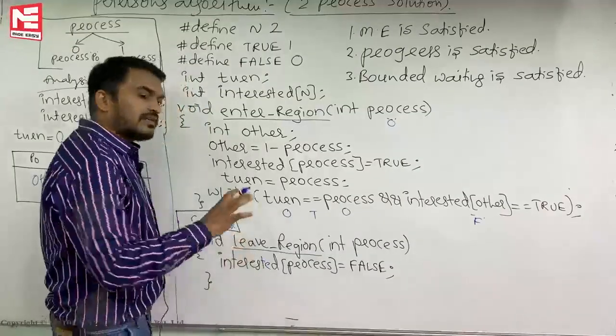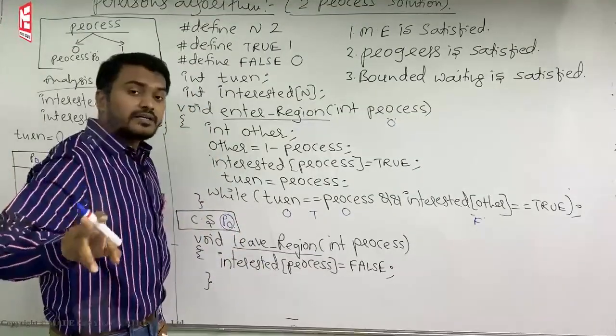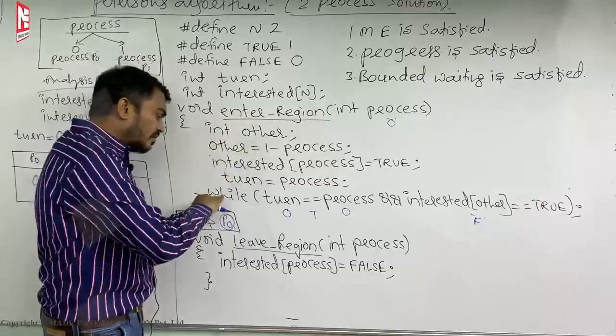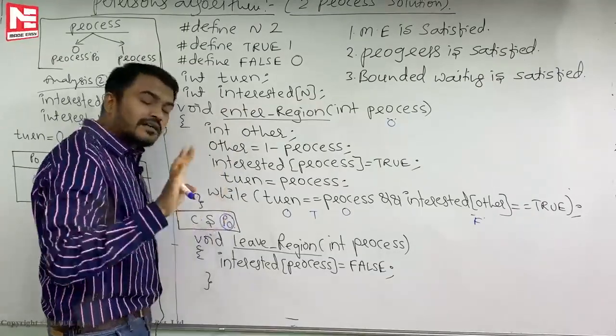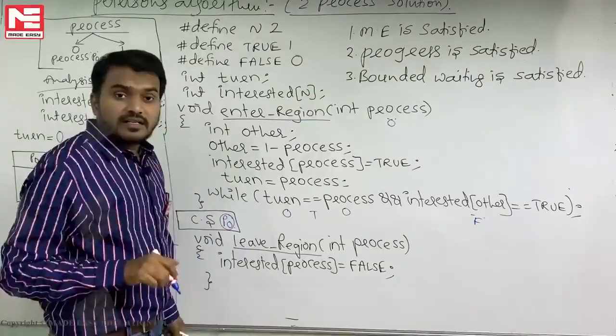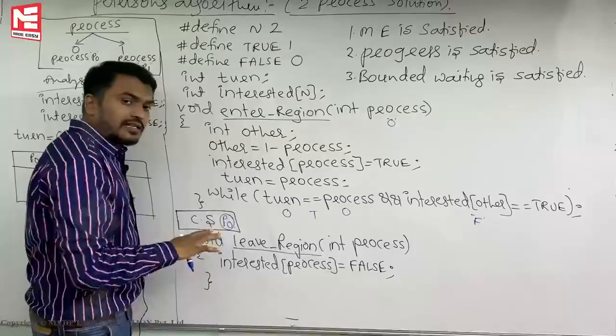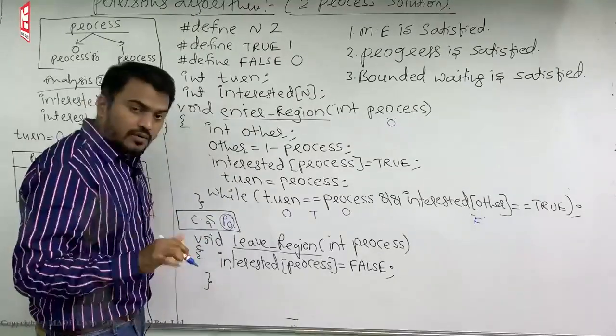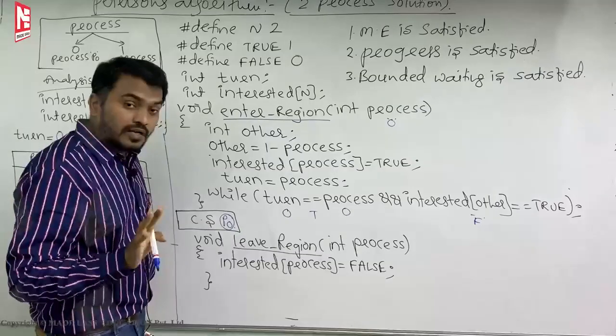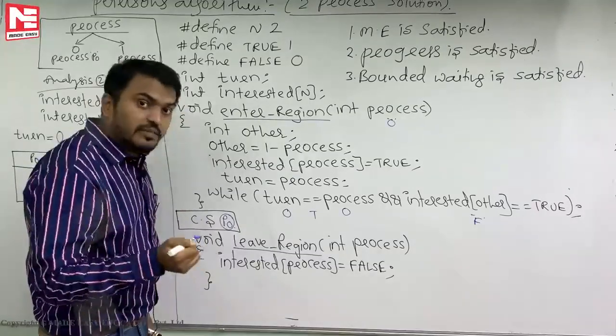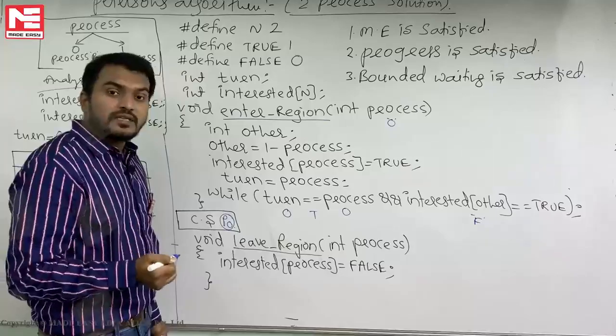Okay, what did I do till now? Listen carefully, what did I do till now? I just brought P naught into the critical section and kept it there. What I have done till now is I just brought the P naught into critical section and kept it there. Now I did not check for the bounded waiting till now. Now I am checking for the bounded waiting.